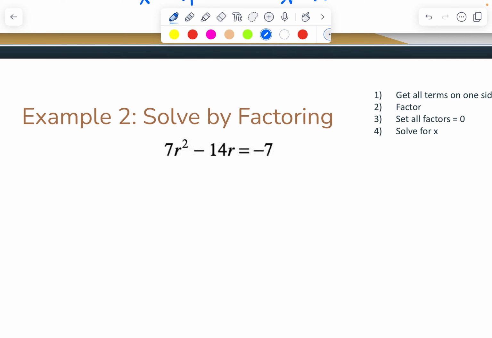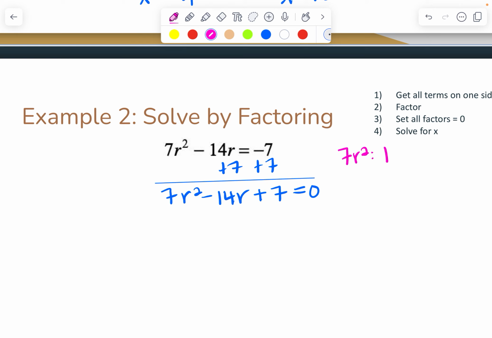All right, this one will add 7 to both sides. Again, there's no like terms, so just 7r squared, take away 14r, plus 7 equals 0. If we look at the factors, 7r squared is 1 times 7 times r times r. 14r is 2 times 7 times r. And then 7 is 1 times 7. So I have a GCF of 7 here. I can take 7 out of each of those.